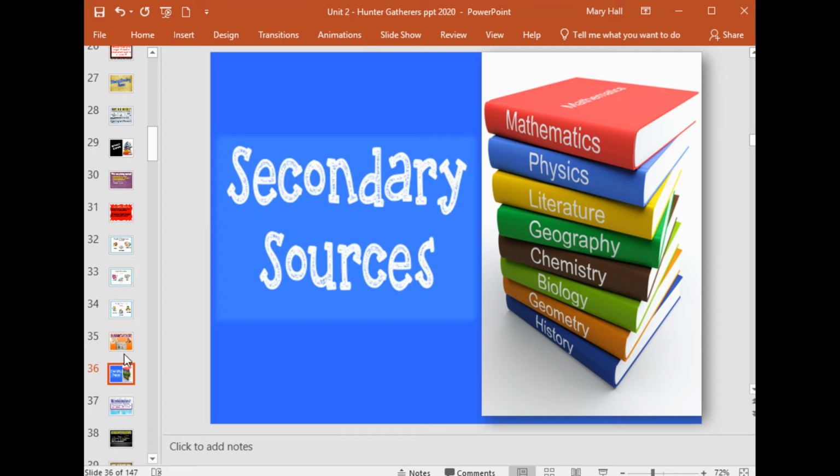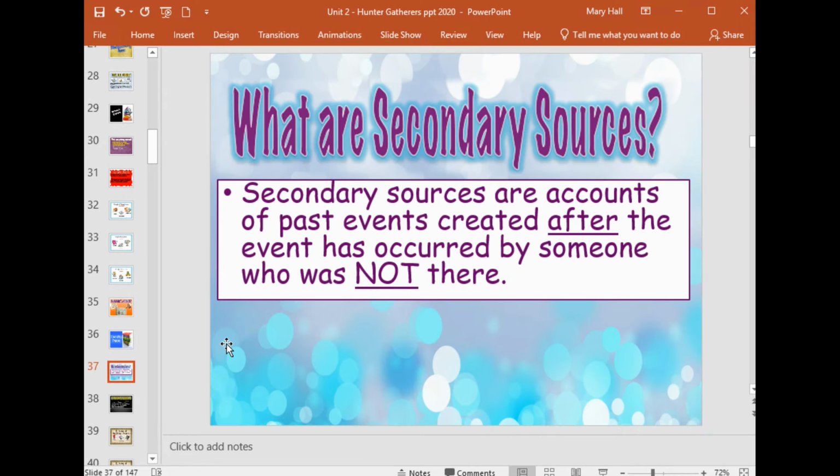So we talked about primary sources. The other type of source is called a secondary source. Secondary sources are accounts of past events created after the event has occurred by someone who was not there. This was created after the fact, and the person who created it was not involved in the event. They did not see the event. They were not there.